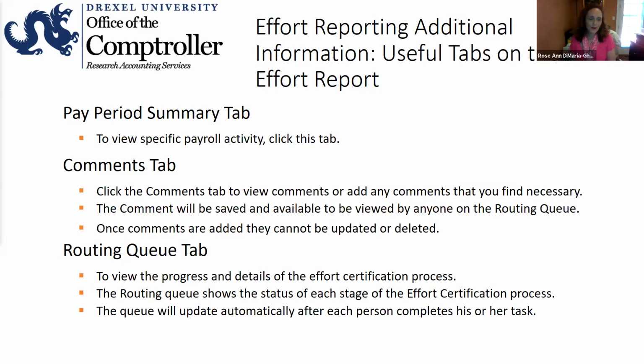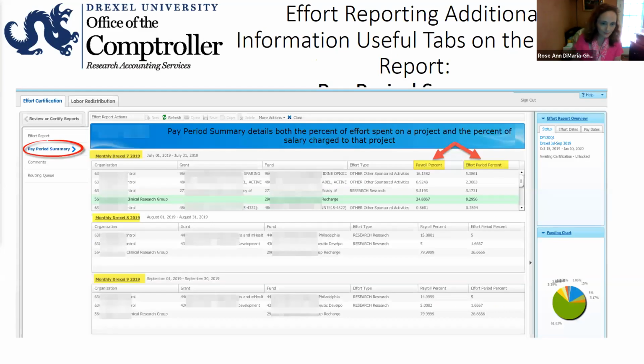Thank you. So this slide just talks about, again, the different tabs. You can see a breakdown of your effort by pay period. If you want to add any comments when you go in to certify your effort, this is where you would do it. And then you would see the routing queue tab. Okay, so you could go to the next slide.